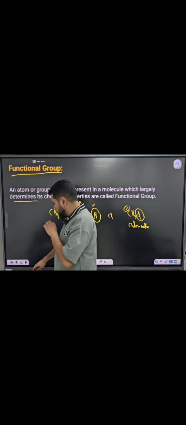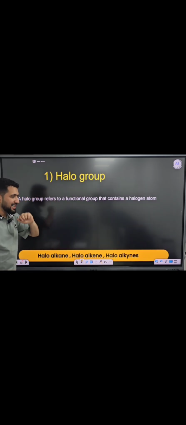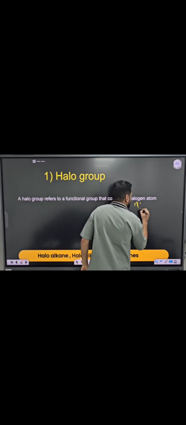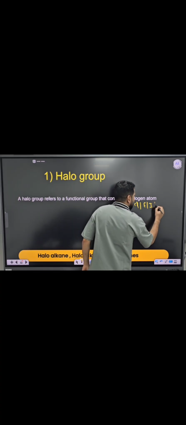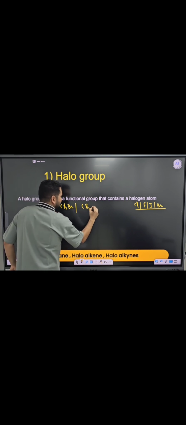Yes. Now we have a few types of functional groups. One functional group I will be calling the halo group. A halo group refers to a functional group that contains a halogen atom. The halogen atom can be chlorine, fluorine, iodine, or bromine. For example, guys, I have CH4, you can write down CH3Cl, or I can write down CH3Br, I can write down CH3I, I can write down CH3F.